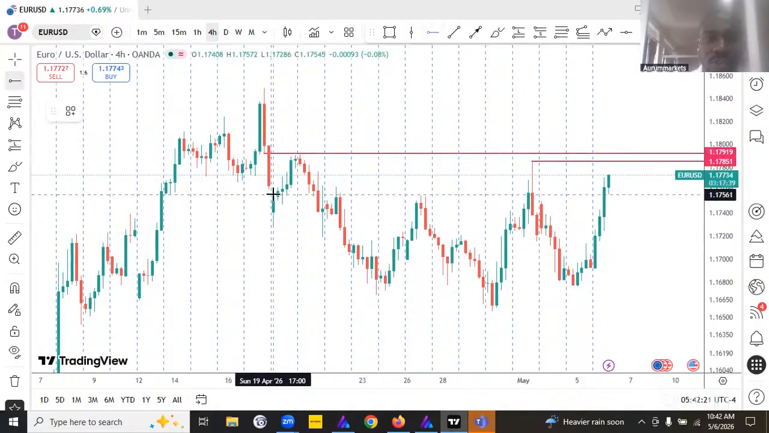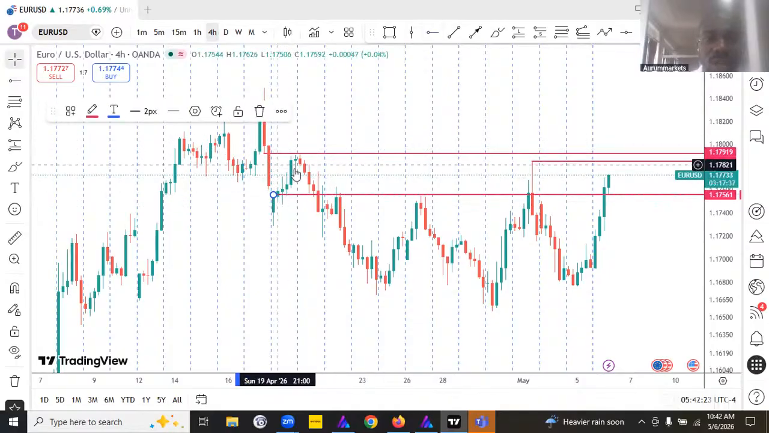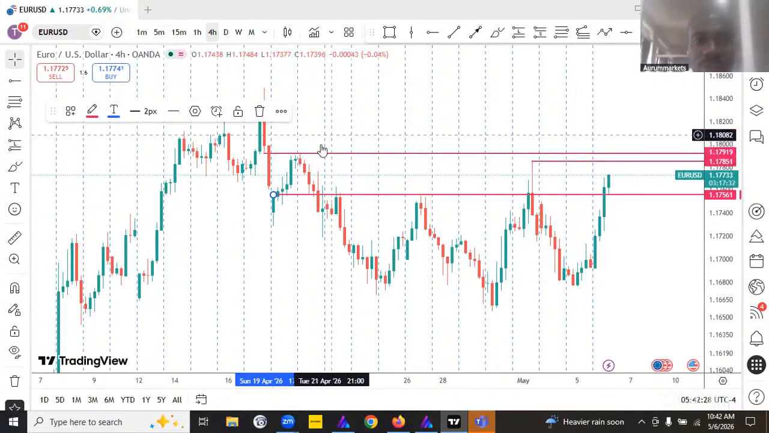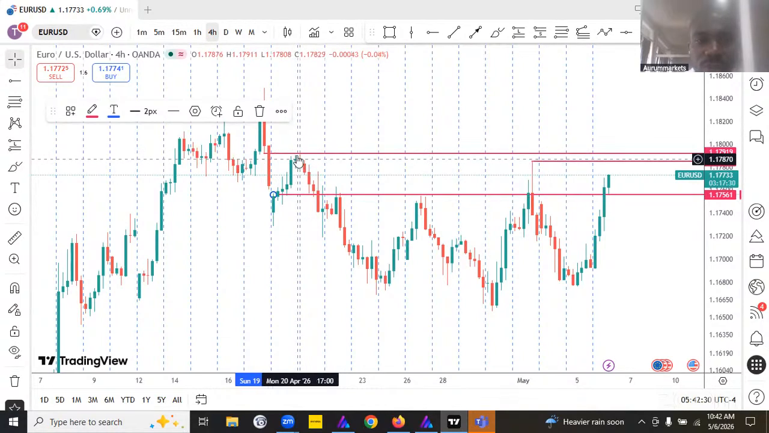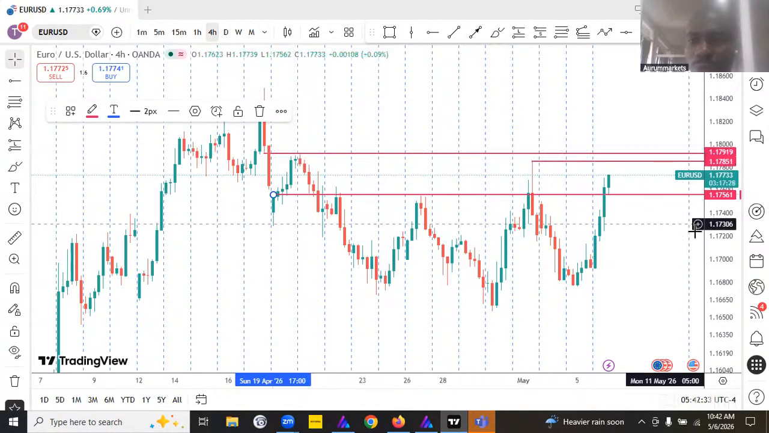Okay, so we had this fair value gap. You can see this fair value gap. Now, at this point there was an attempt to fill this fair value gap, but it wasn't filled completely.